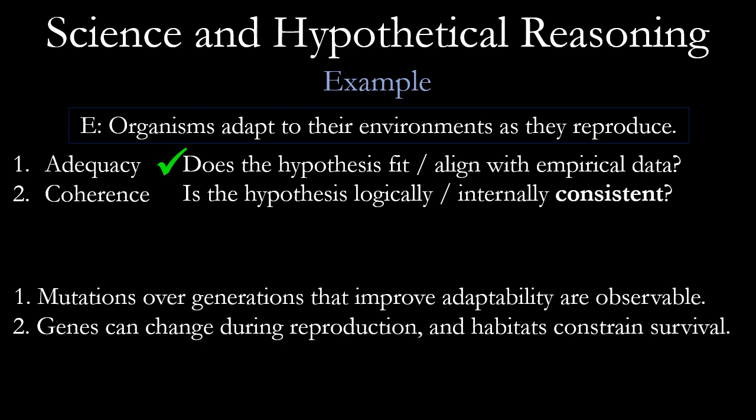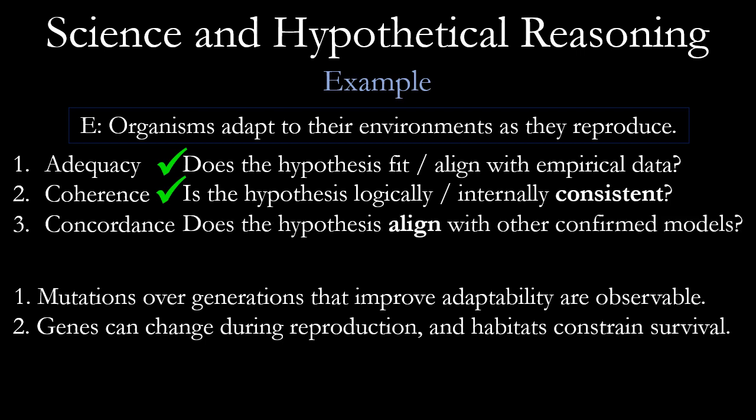Also, we know that habitats constrain survival. There are some habitats where certain things are better or worse at surviving. There's no logical contradiction here, okay? So it passes the coherence test. How about the concordance test? Does it fit external models? Does the hypothesis align with other confirmed models?